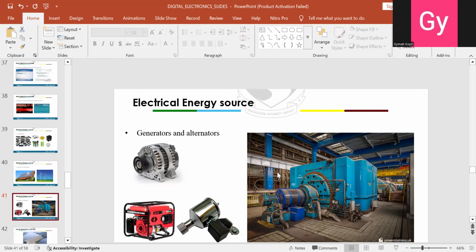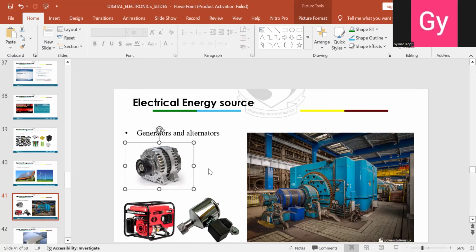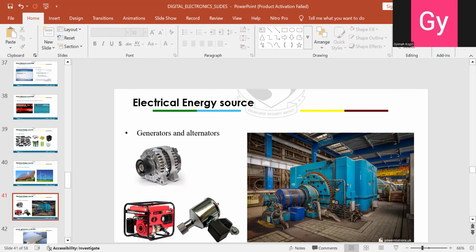Now, let's see. Most of you have seen this alternator before. The first one is found in cars. That is where we use the engine to generate some power for the car. That is why when you're in the car, you can use some electrical gadgets like the car tape. You can even charge your phone inside. You can light some bulbs, the car lamp, headlights, and all those things.